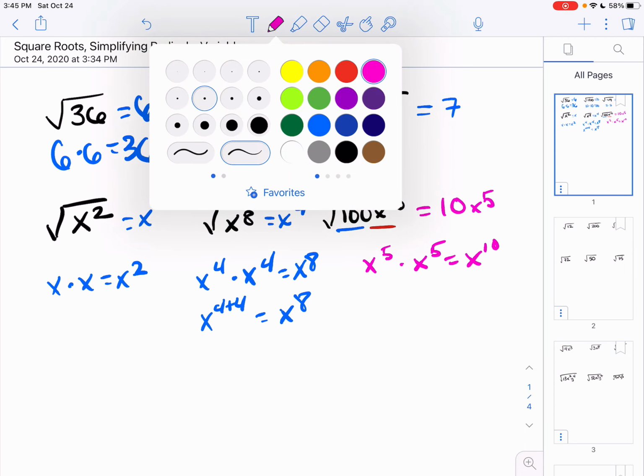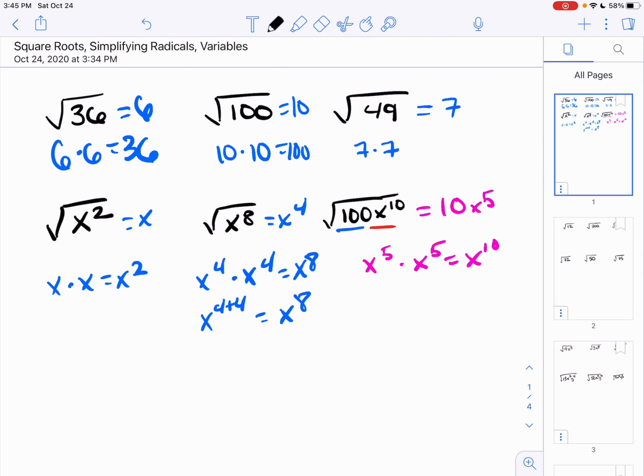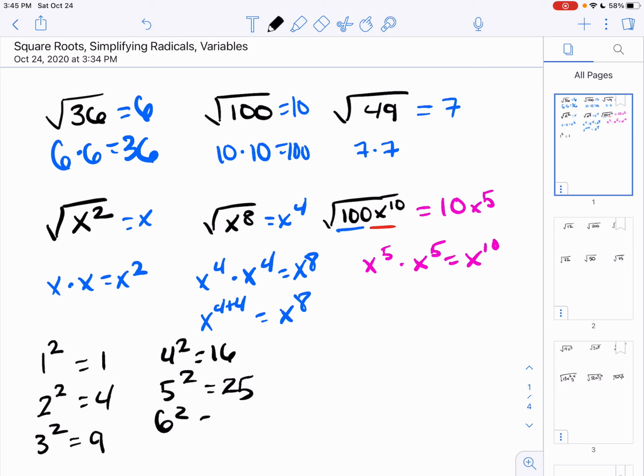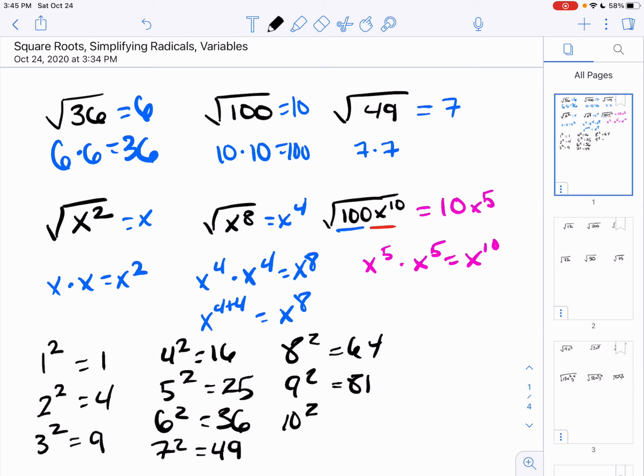All right. Before we move on, it's very important to memorize all of these perfect squares. So, 1 squared equals 1, 2 squared equals 4, 3 squared equals 9, 4 squared equals 16, 5 squared equals 25, 6 squared equals 36, 7 squared equals 49, 8 squared equals 64, 9 squared equals 81, and 10 squared equals 100. This will be very, very important as we go forward to the next part of this video. So please remember all of these.